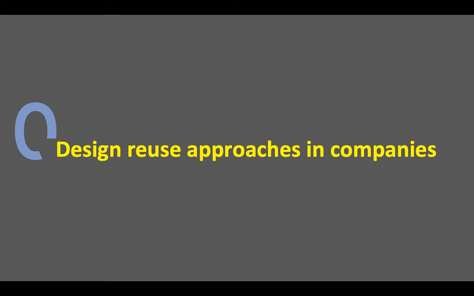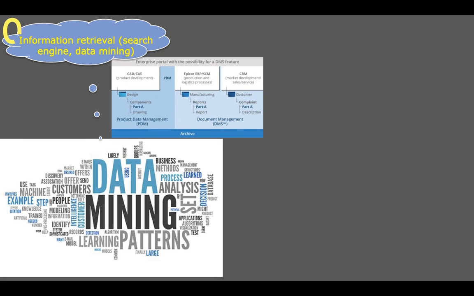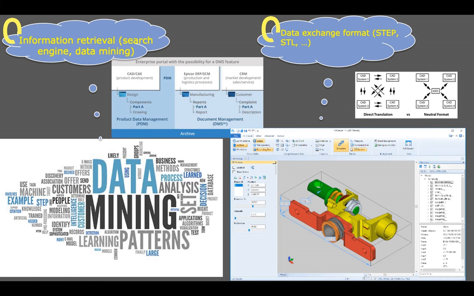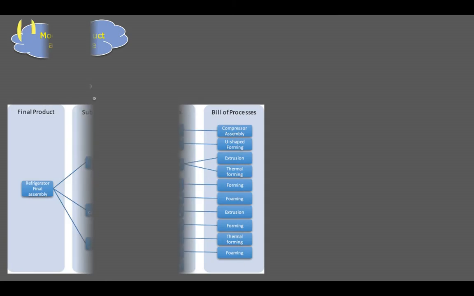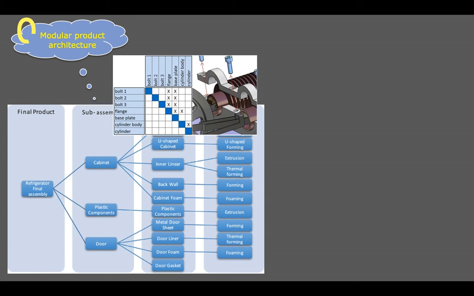Companies use a mix of techniques to facilitate design reuse. The first one consists of developing intelligent retrieval approaches with information retrieval techniques such as search engines or data mining. The second technique consists of using data exchange formats in computer-aided design, storing models in well-structured libraries, and standardizing design solutions. The use of modular product architectures is also a very common approach used by companies to facilitate design reuse.